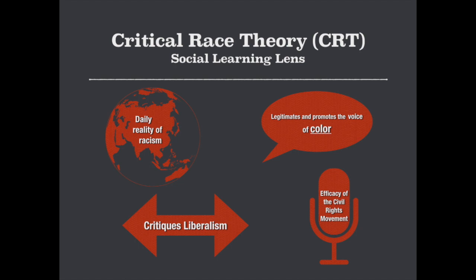Lens on Reading states critical race theory is a theory that has been seen in many different fields, such as law, sociology, and history. However, Ladson-Billings is credited for bringing the educational community's attention to the critical race theory. This theory is characterized by four tenets. First, daily reality of racism. Second, it legitimates and promotes the voice of color. Third, critiques liberalism. And lastly, looks at the effectiveness of the civil rights.